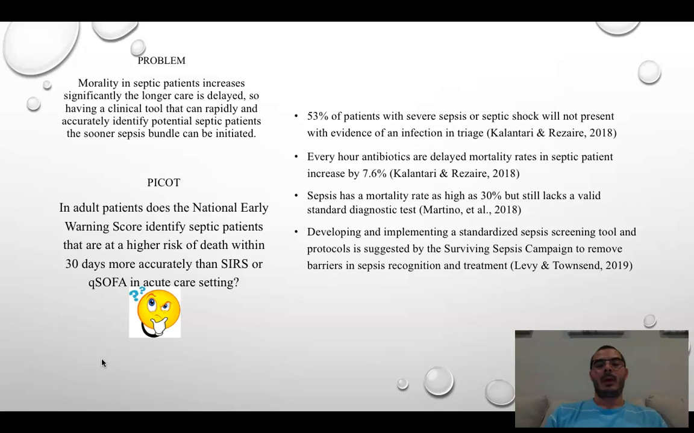Right now, probably the most used clinical tool or scoring system is SIRS. The other one is qSOFA, and the other one is the early warning score. And I'm going to go over the benefits of all of them, which one in particular has the most evidence of being the most accurate, and then also which one is the most rapid, and especially identifying 30-day mortality rates in septic patients.